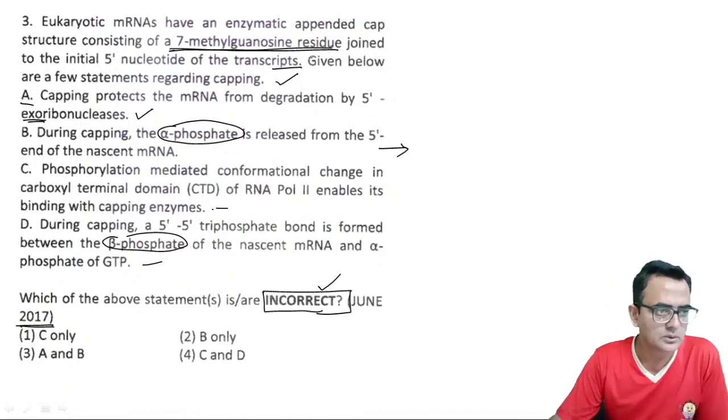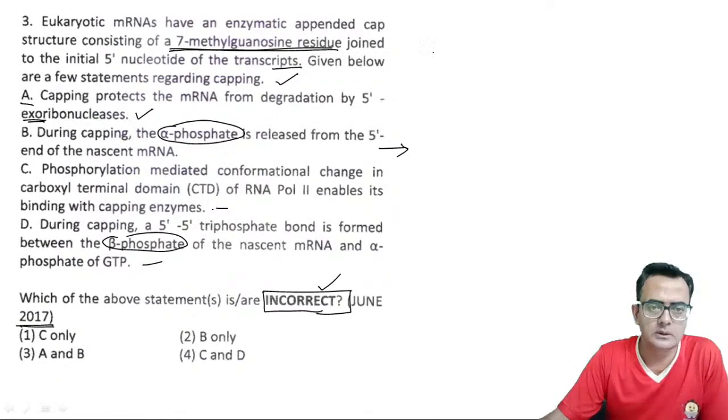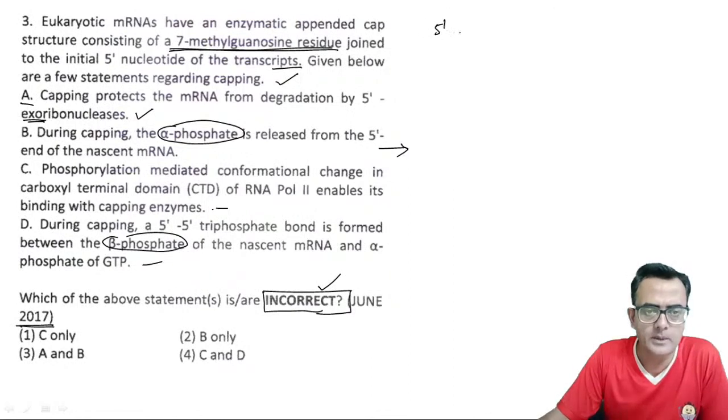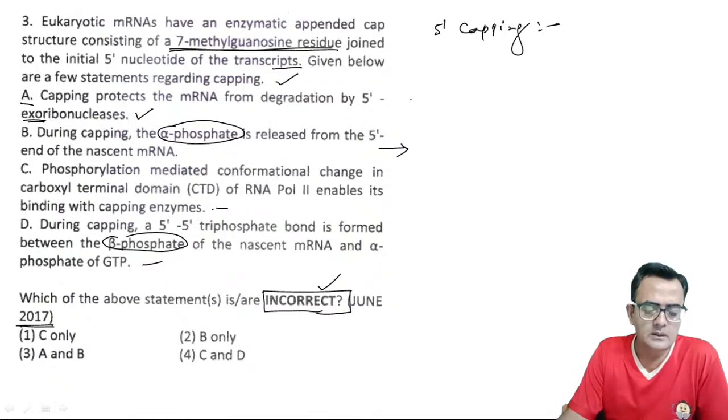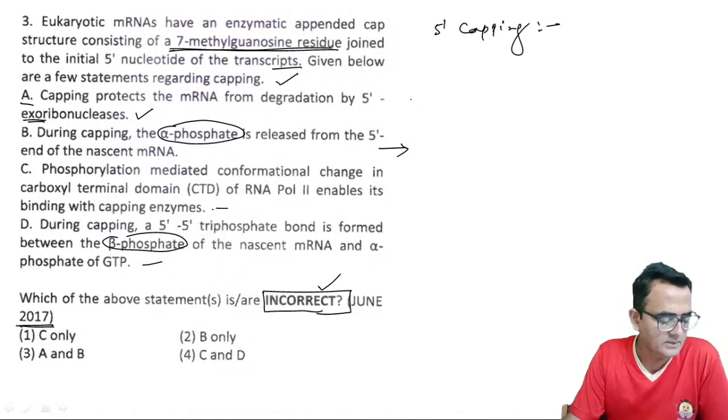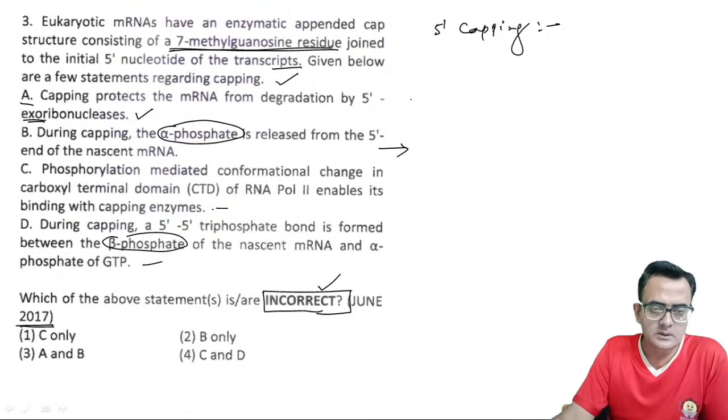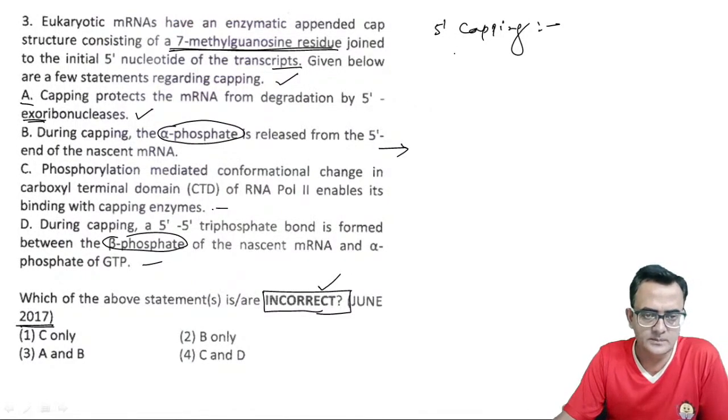So here the 5' capping, 5' capping is of course the enzyme mediated process, right? This is enzyme mediated process, and this enzyme mediated process is completed in 3 different steps, 3 अलग अलग steps में होती है, right?